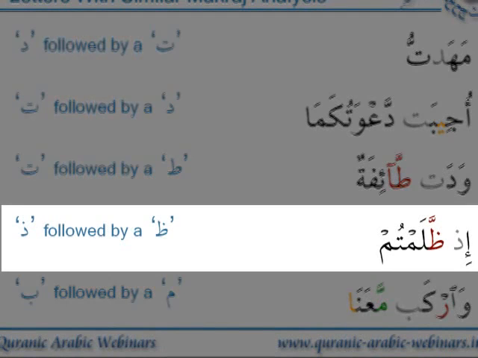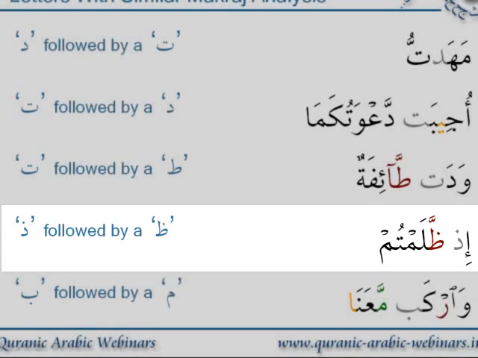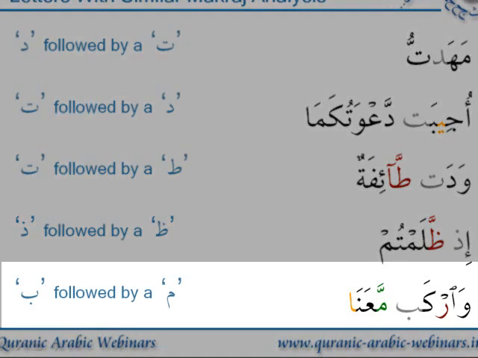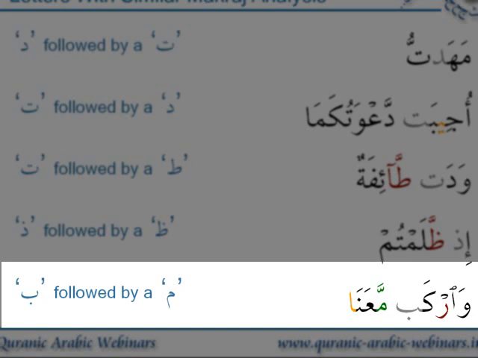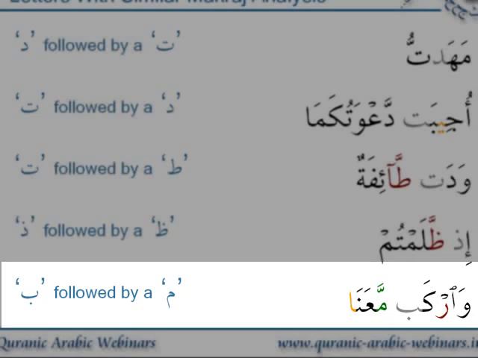Then we have the dhal followed by a dha. So here we have idha lamtum. Idha. So we ignore the dhal completely, join directly to the dha. Then we have the ba followed by a mim. So here we have warkam ma'na. So we ignore the ba, join the kaf directly to the mim. So kamma.